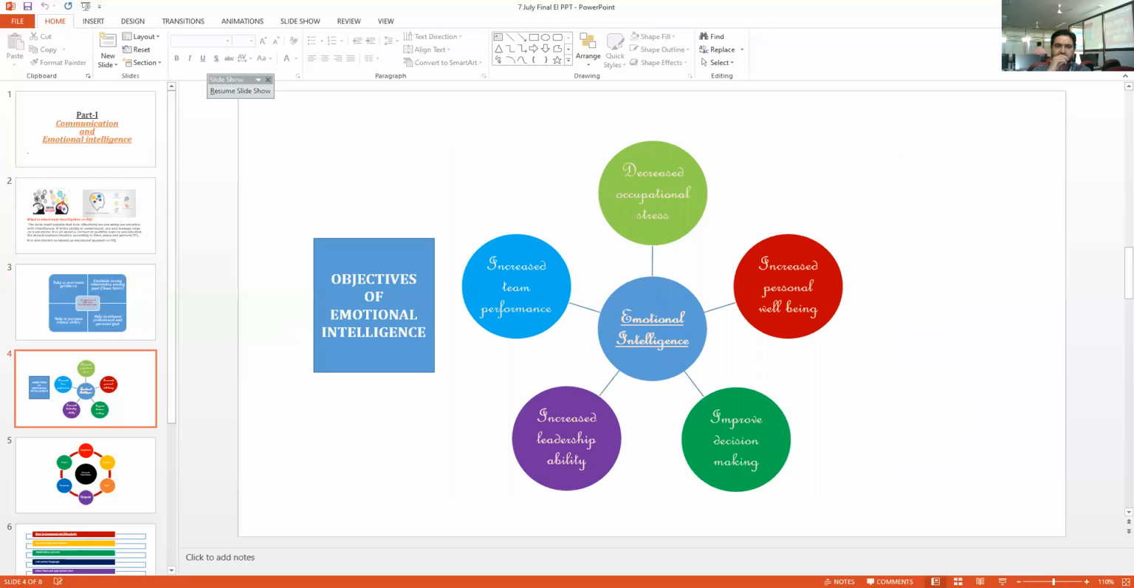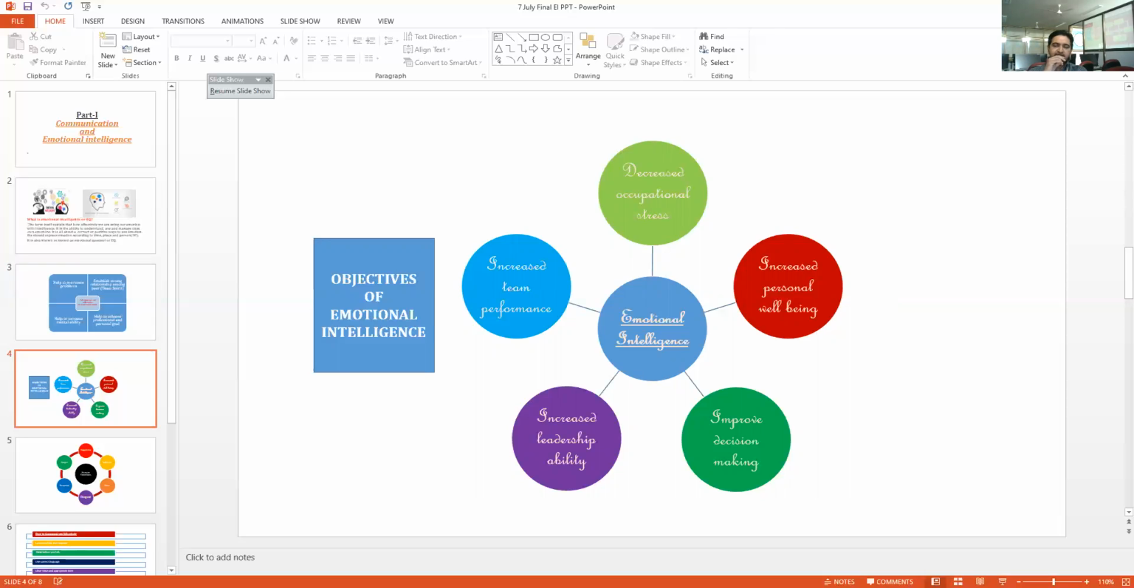Now here, what are the objectives of emotional intelligence? Very quickly, we'll see there are various objectives for emotional intelligence. In the sense, why should we use emotional intelligence? The first is to increase personal well-being. If you want to show your own personality, if you want to improve your personality, you should use emotional intelligence. If you want to improve your decision-making power, definitely you should follow emotional intelligence. If you want to create leadership skills, then also emotional intelligence plays a very important role.